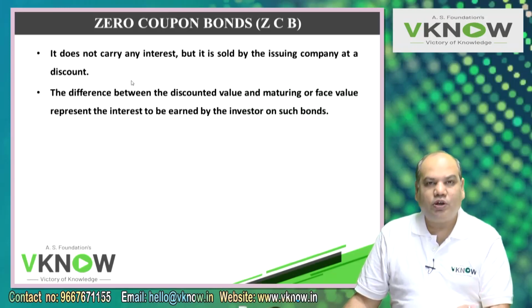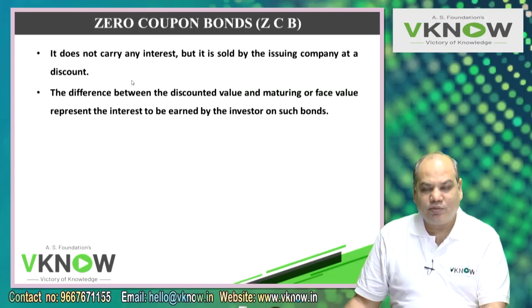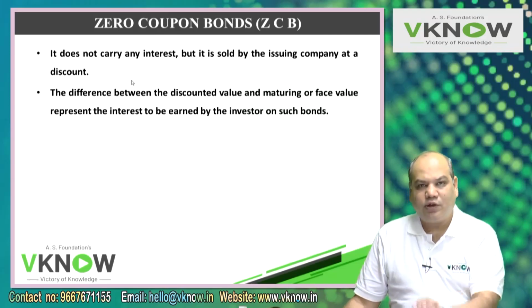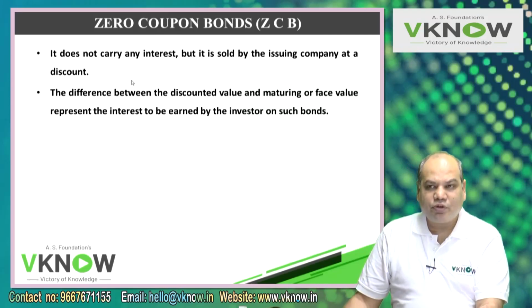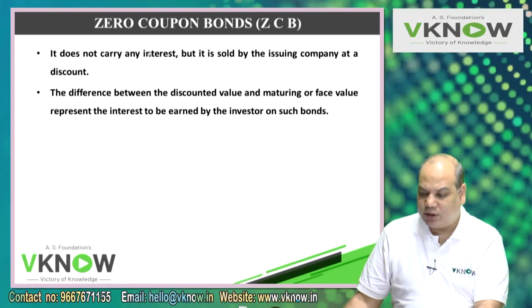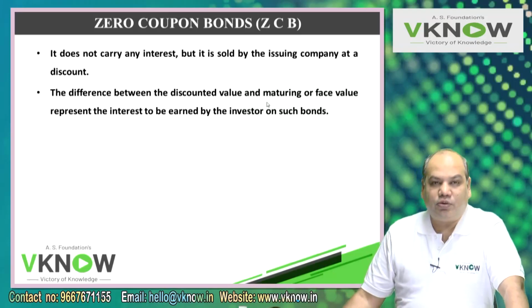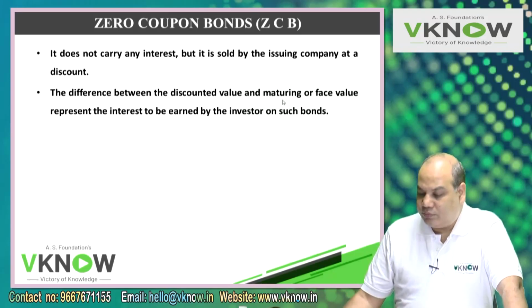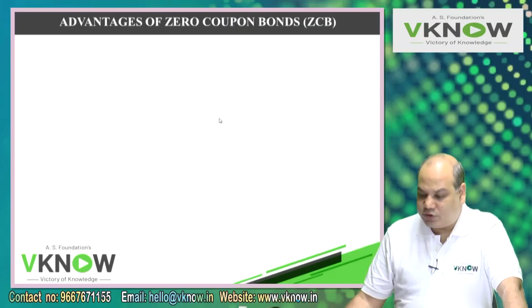So you will invest 600 rupees today. After 5 years they will give you 1000 rupees. The difference, 400 rupees, is your income for investing in that bond. During this 5-year period, you will not get any coupon. That is why the name is zero coupon bond. The difference between the discounted value, say 600 rupees you invested, and the maturity value, say 1000 rupees or face value, represents the interest earned by the investor on such bonds.